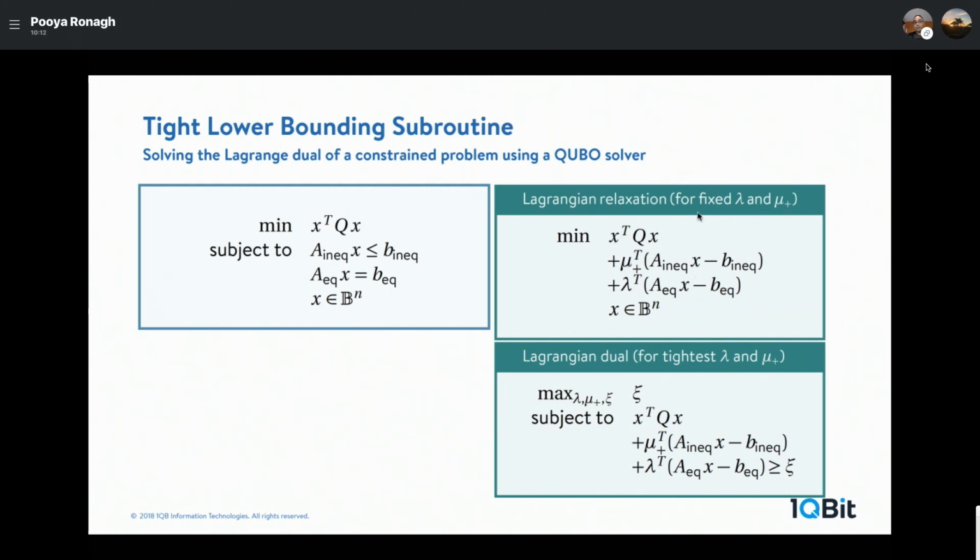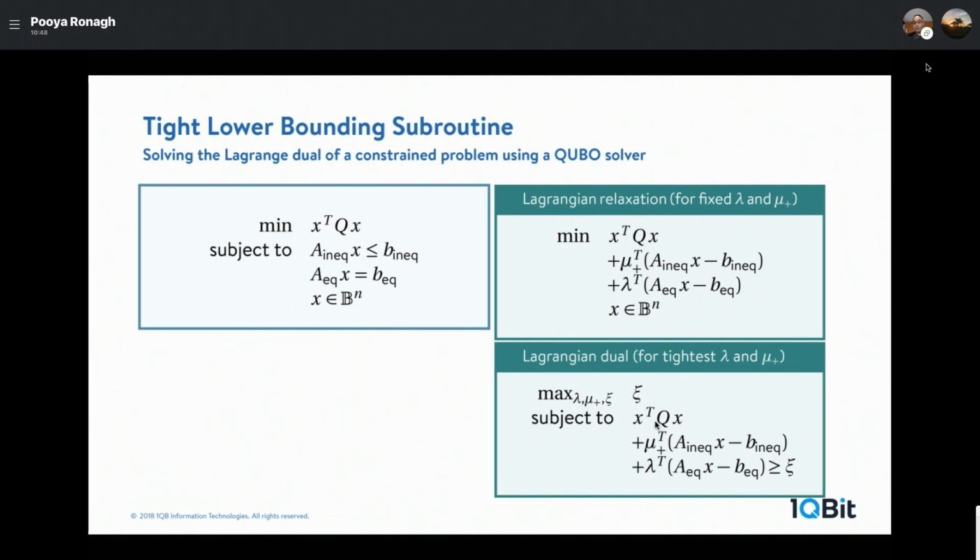So for a fixed choice of lambda and mu plus, we get a QUBO, which we can solve with a quantum heuristic. The property of the Lagrangian relaxation is that the optimal value of it is a lower bound for the optimal value of the primal problem. So if we maximize over all choices of lambda and mu, we get the tightest lower bound possible by the family of Lagrangian relaxations. This problem is called the Lagrangian dual problem to the primal problem that we've been trying to solve. Usually this is very hard to solve.